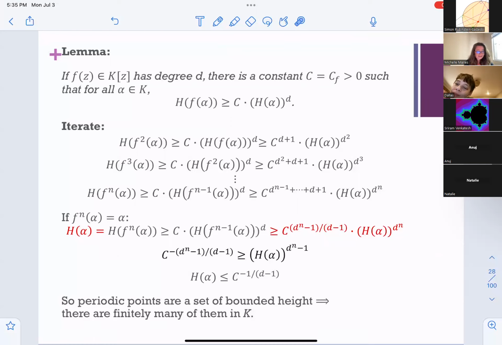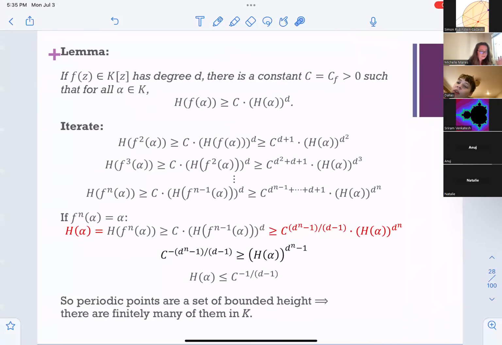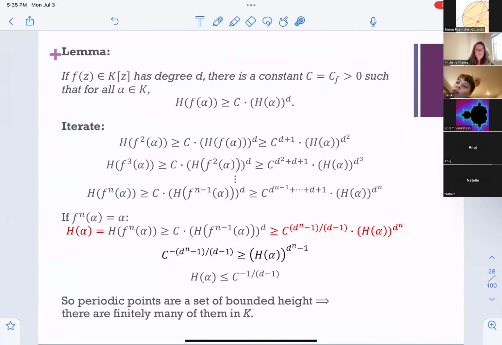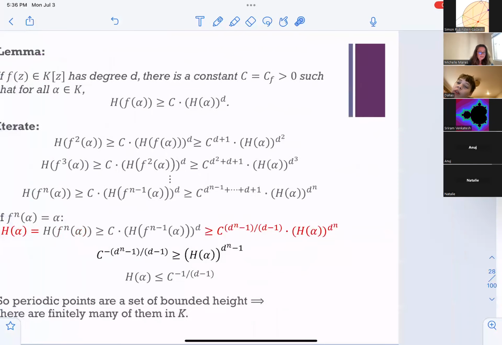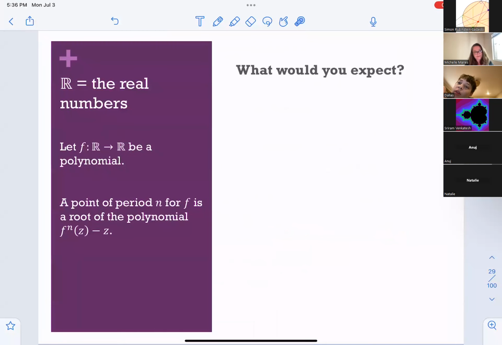So, okay, I'm just going to point out, this is really different behavior, right? We have an answer for the complex numbers, and we have an answer for the rational numbers, and they are just wildly different from each other. So I have a question for you.